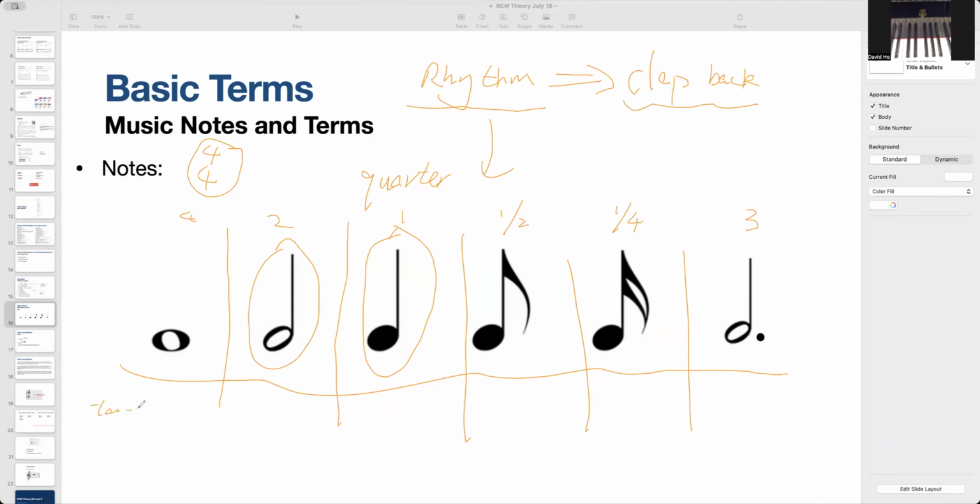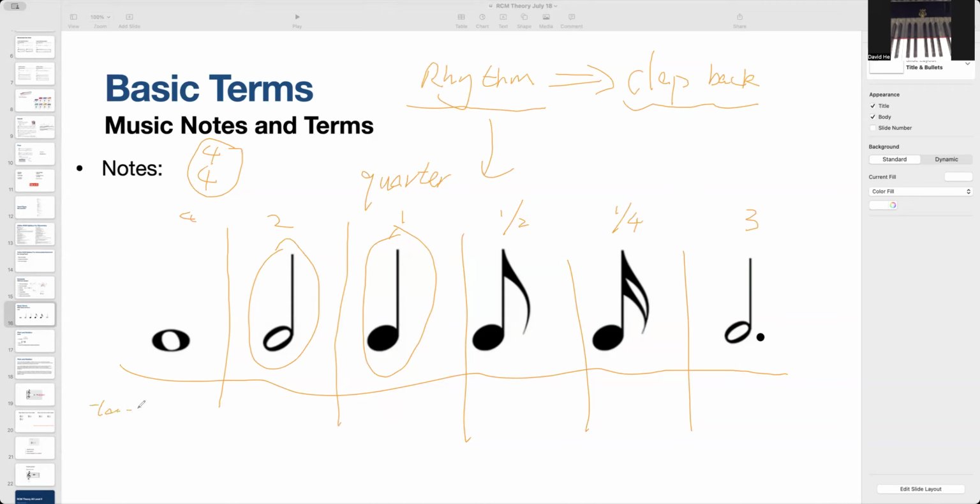If you are studying 2A or 2B or above, you will learn another C, which is right in here. Two ledger lines up and two ledger lines down. This one we call high C. This one we call low C. Now you've got all the C's, okay?